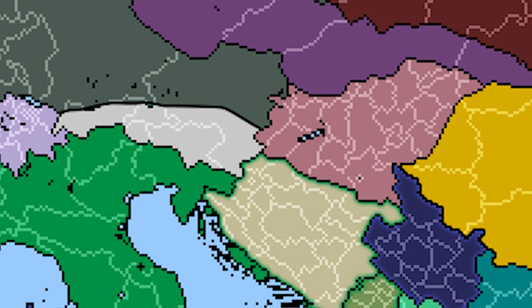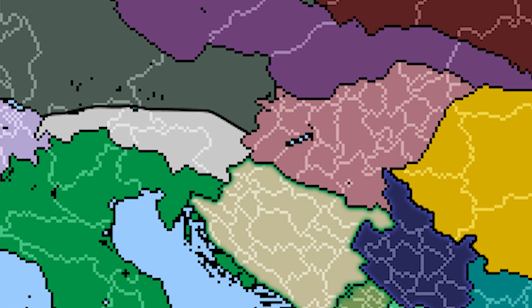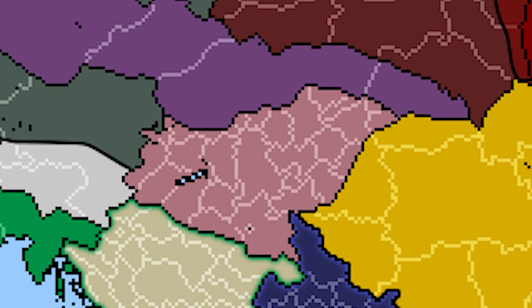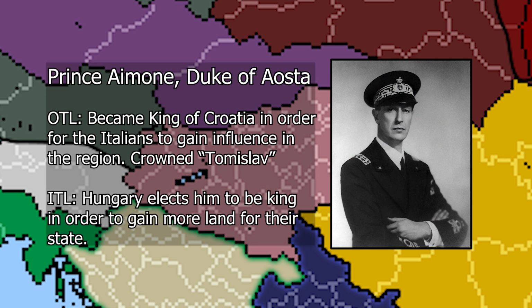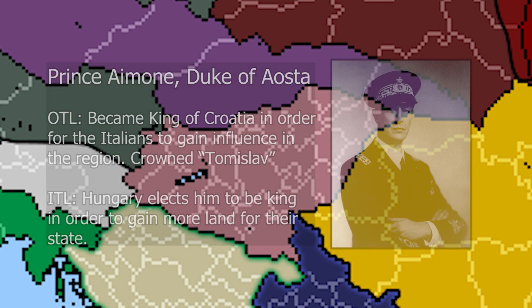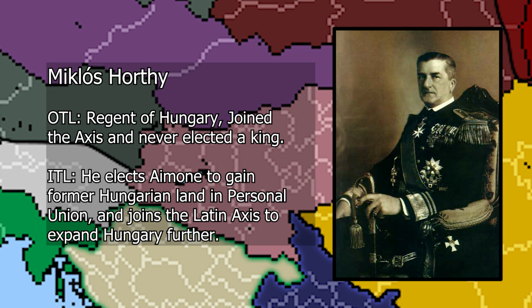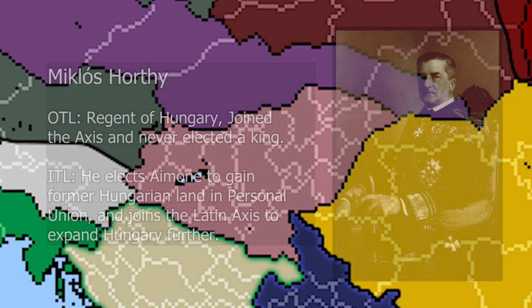As the French and Italian forces continued to attempt to take Vienna, a breakthrough was made when the Hungarian kingdom had ended their regency by electing the Duke of Austria, now King of Croatia, Prince Aimone de Savoia, to become King of Hungary. For decades, the kingdom was kingless, as the regent, Nicholas Horthy, continuously prevented any coronations, seeing them as a diplomatic tool in order to gain favor with another great power.